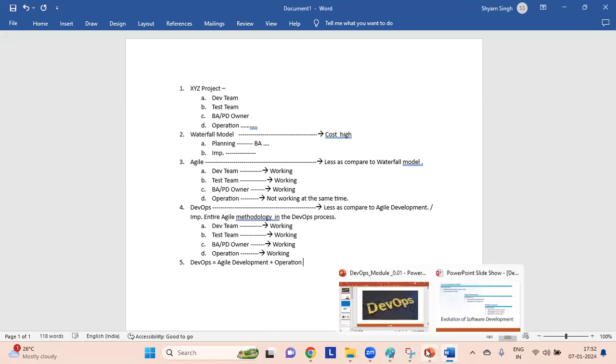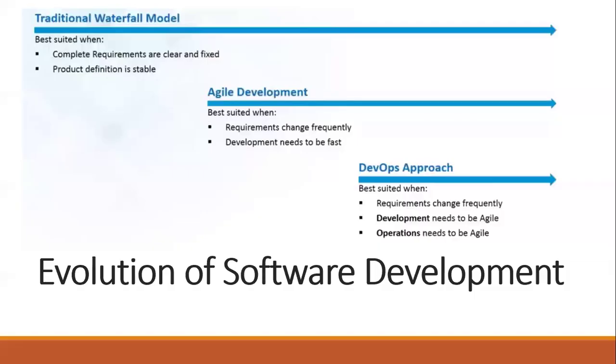Clear? So that is what I was trying to explain here. These are the requirement changes, and this is the theory part everyone will understand. But what is exactly behind the scenes? Cost is a very important part of developing any kind of project.